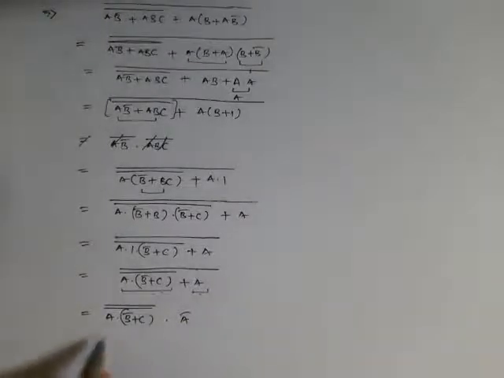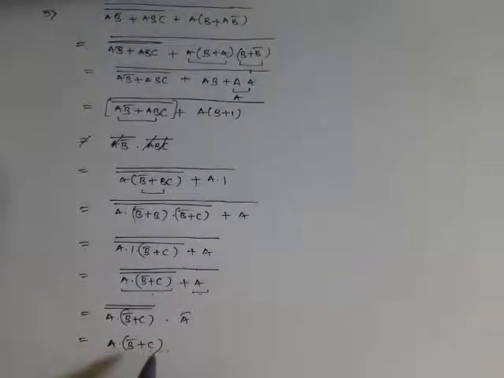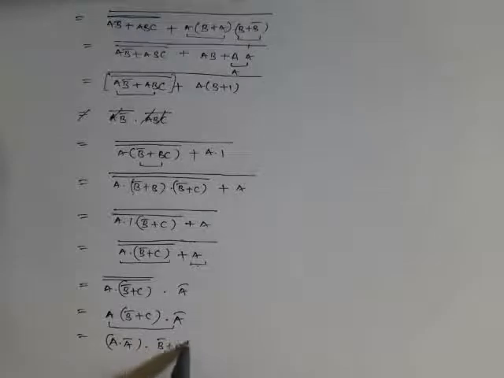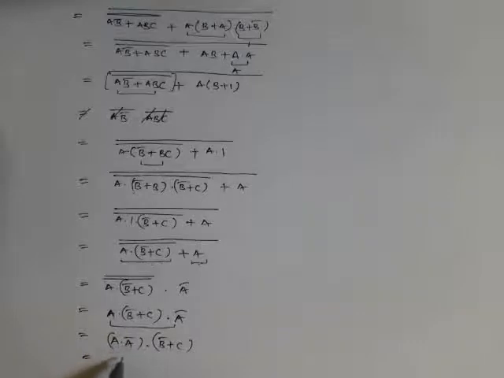So now we can see here that it is a double complement, so double complement cancels away, and it becomes a dot b bar plus c dot a bar. And here you can bring these two terms together and write a dot a bar dot b bar plus c. And here you can see that a dot a bar is 0 dot b bar plus c.